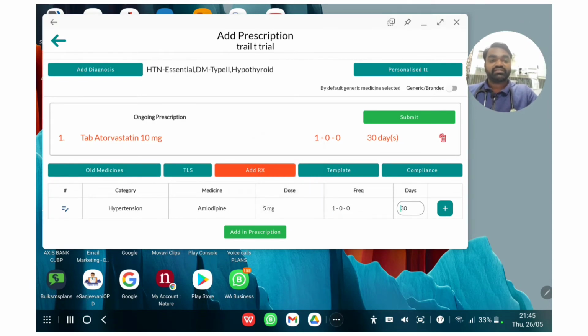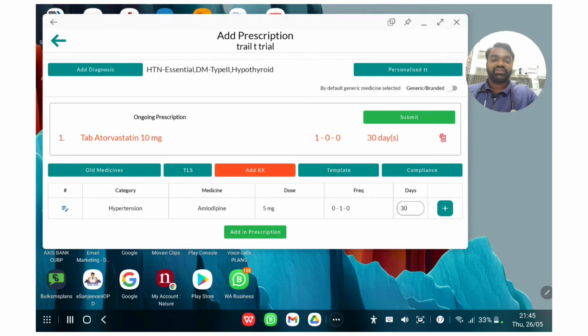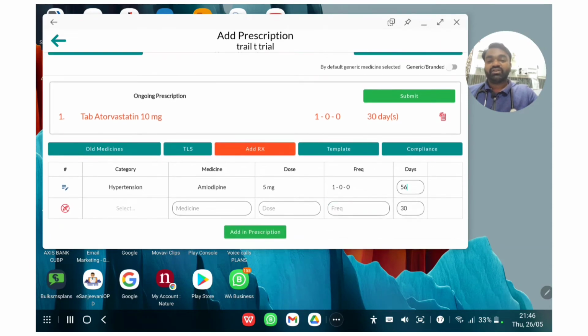Also, you can see there is a default frequency. This is the most used default frequency for the patient, but if you want to change it, you can change it as per your requirement or the patient's requirement. By default it comes as 30 days, but if you want to change it, you can. If you want to add another medicine over here, and if you see this particular icon, it means the editing icon.